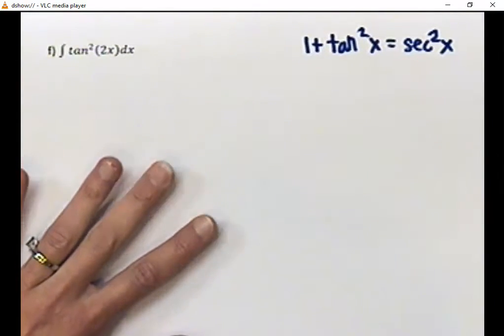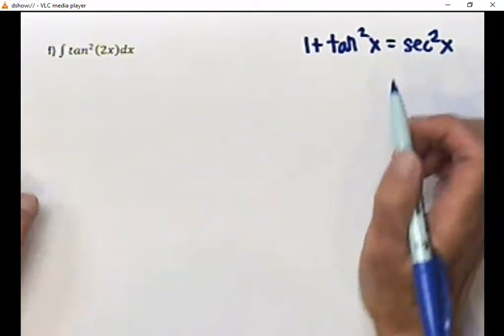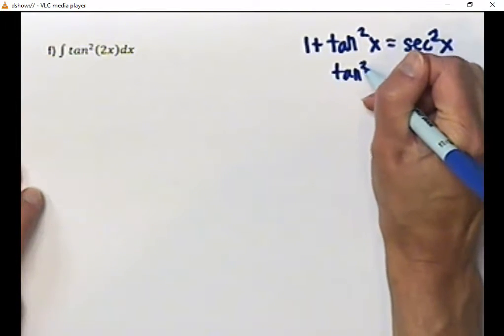Yes, this is the formula. 1 plus the tangent squared equals the secant squared. Does that sound familiar? Vaguely. A long time ago? Okay. It is a true statement. 1 plus the tangent squared equals the secant squared. So, if I wanted to make the replacement for tangent squared, what would it be equal to?